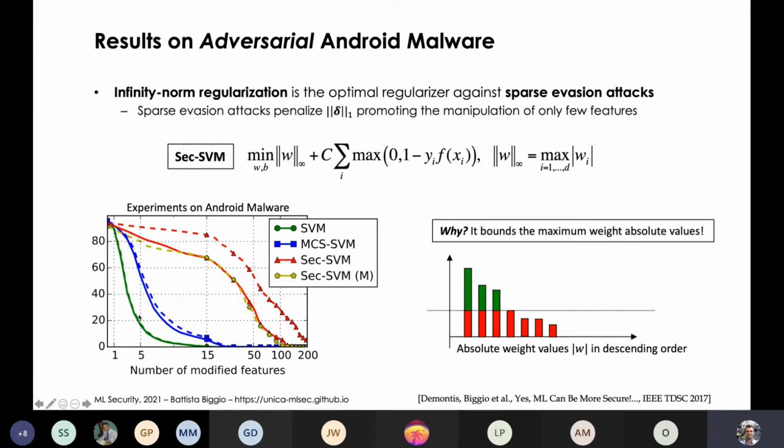So the green classifier, the standard SVM, is very vulnerable because it assigns high weight to few features. It's enough for the attacker to manipulate those values to have a large change in the score and then evade detection. What this normalization does instead is to bound the maximum absolute values for the weights, such that if w is just plus or minus one, then you can only change the score by one if you change one feature. If I need to change the score by 100 to evade detection, then the attacker has to modify 100 values now, and not just maybe two or three. So that's the underlying practical reason on why this works.